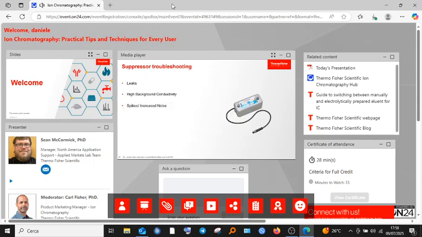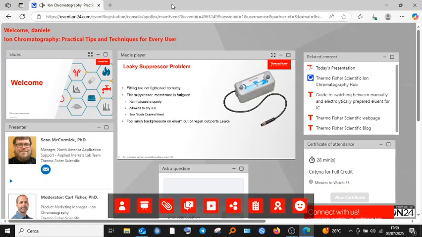When it comes to suppressors, we typically hear about three different issues that arise during their usage. One is leaks, two is high background conductivity, or three, spikes or increased noise in the data. It's hard to tell whether your suppressor is functioning properly by just looking at it. If I'm looking at my suppressor, it's normal to see air bubbles forming in the regenerate out tubing.